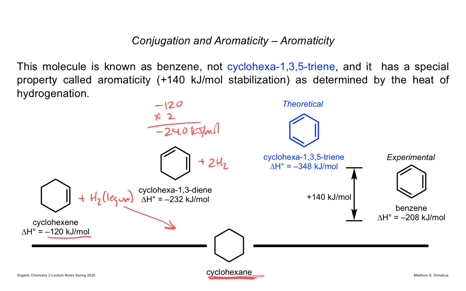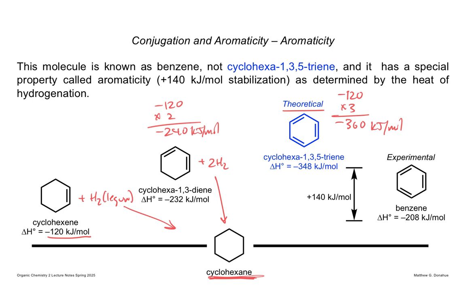So this would take two equivalents, and it's getting you to the same compound. That's why you can compare these numbers. Now, you would think that with this theoretical molecule, if we were just considering those alkenes as a conjugated system, negative 120 times 3, you would think that it would evolve that much heat, negative 360 kilojoules per mole. That would be the linear projection with three equivalents of hydrogen.